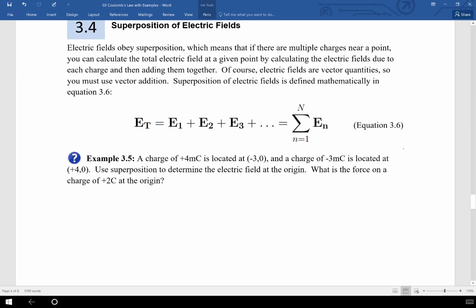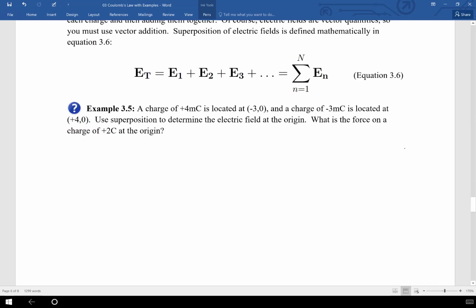So let's look here. We have a system with two charges. One of them is at negative 3, 0, and the other one is at positive 4, 0. So let's draw a little sketch here. So 1, 2, 3. I have a charge that's here, and that's plus 4 millicoulombs. And I go 1, 2, 3, 4, not necessarily to scale. And this one is negative 3 millicoulombs. And the question is, what is the electric field at the origin?